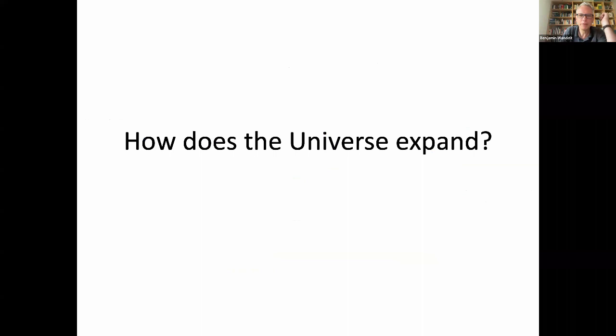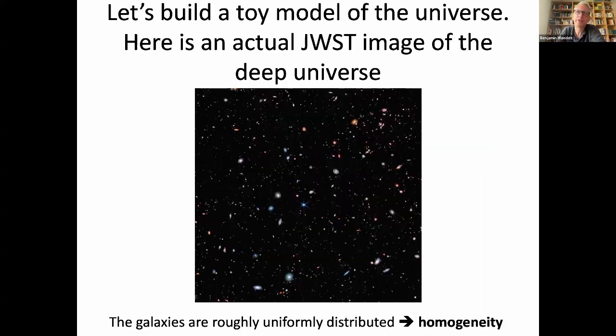Okay, great. So we've seen the beginning of the universe. We can see structure forming. And Elsa already hinted how important the expansion of the universe is. So let's think about the universe expanding. And some of your video questions also asked about this. So now we're going to get to our first toy model.